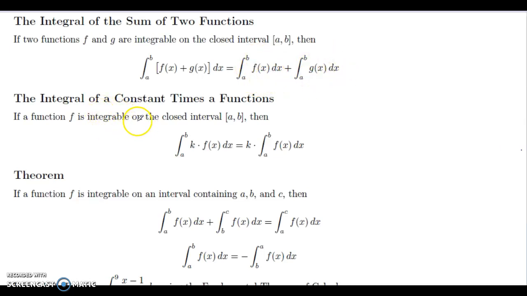The next theorem: if you multiply a function by a constant and then integrate, it's the same as you integrate the function first, then multiply by a constant. The advantage of this is sometimes it's easier to integrate with a smaller number and then at the end multiply.